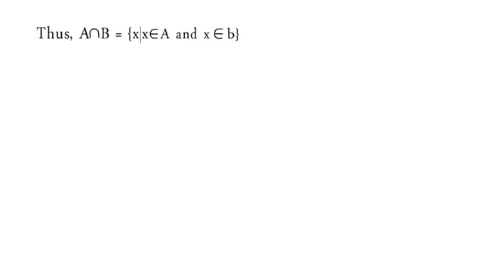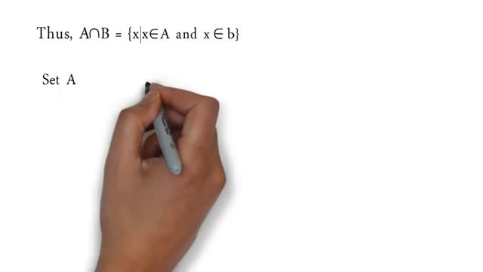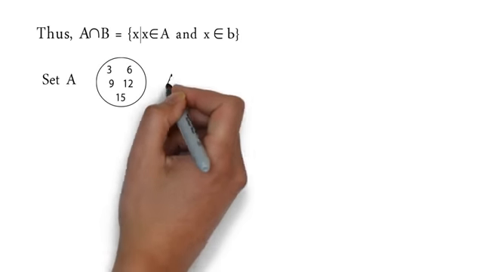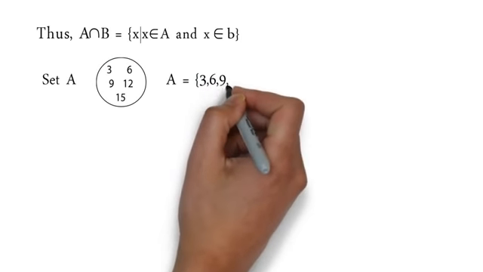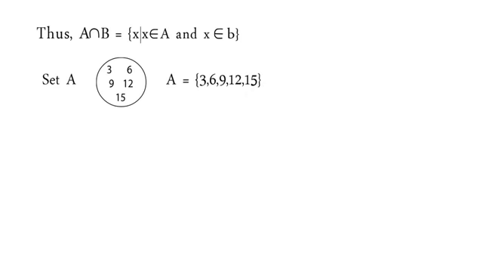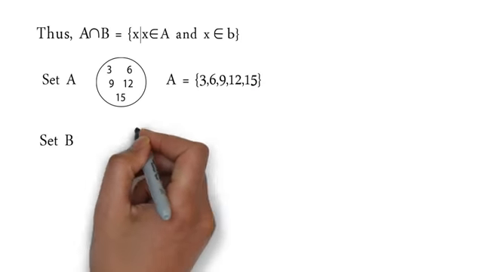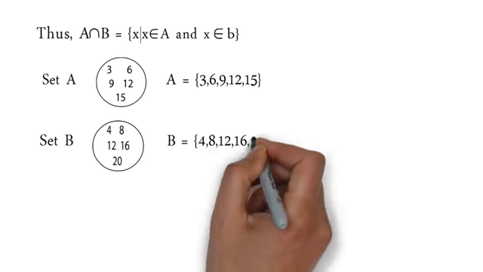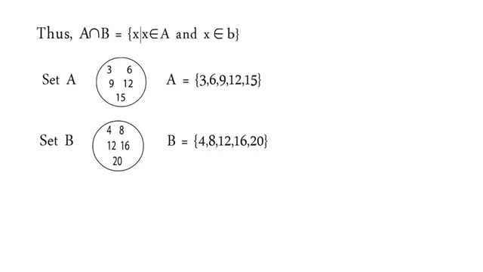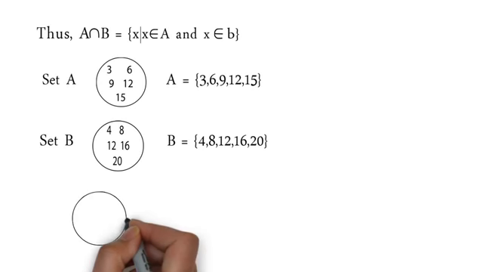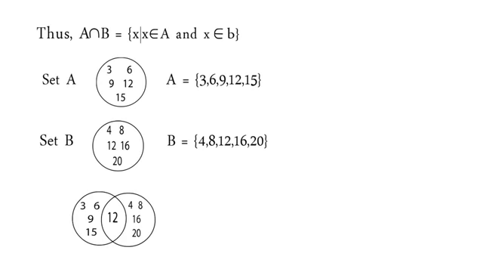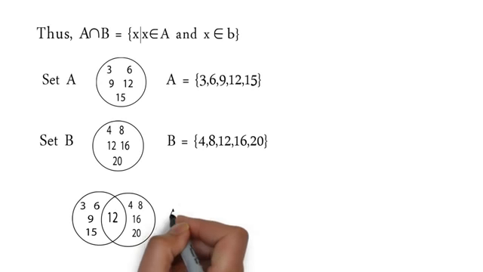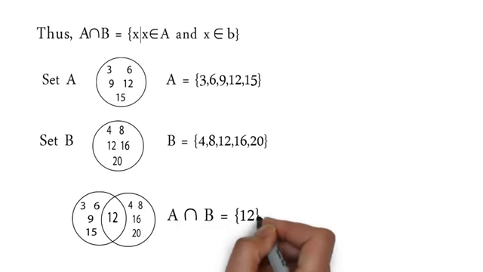For example, let us consider set A with elements 3, 6, 9, 12 and 15 and set B with elements 4, 8, 12, 16 and 20. Thus, both the sets have element 12 as their common element. Thus, the set with element 12 is called the intersection of set A and B.